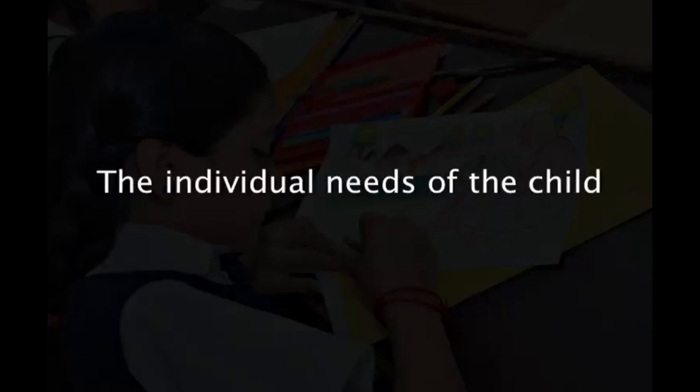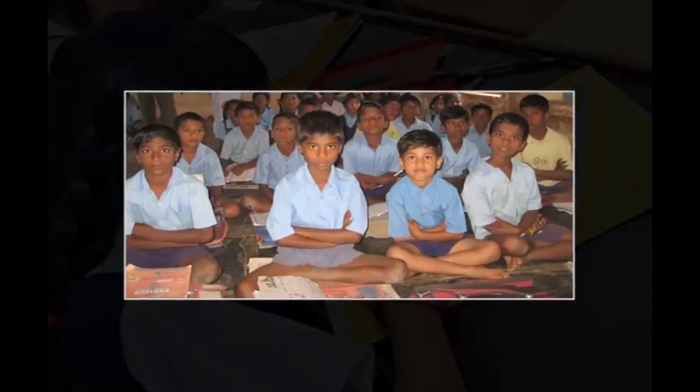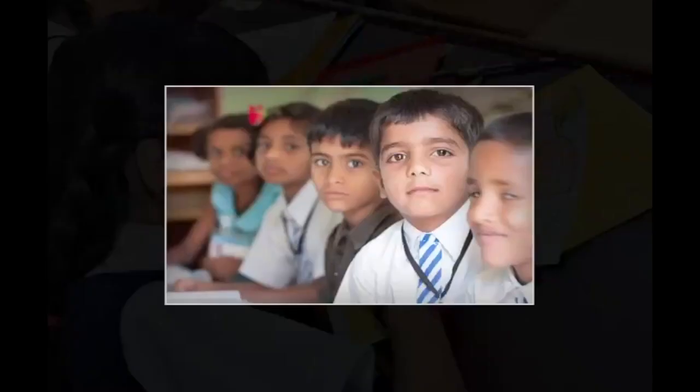Then the next important factor is the individual needs of the child. The curriculum should represent the needs of each child. It should be constructed in terms of the nature of the learner basing on their strengths and limitations. These are some of the child related factors.